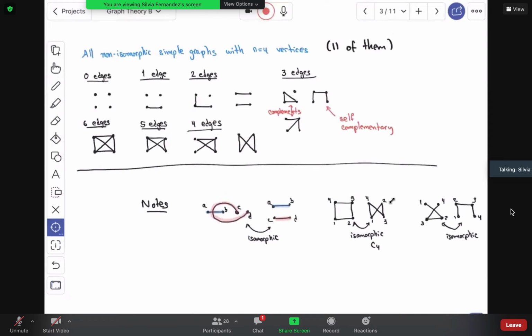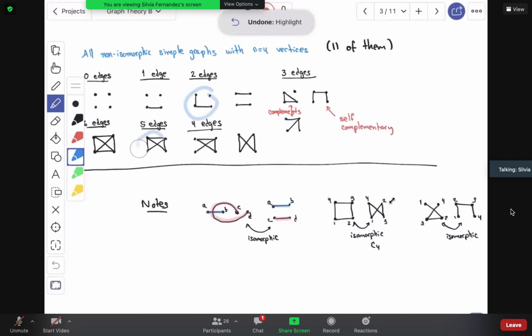So any of these 11 graphs is not isomorphic to any other graph in here. All of these are non-isomorphic. Take any two and they're not isomorphic. And there are several reasons why. I would say pick two at random. That one and this one. They're not isomorphic because they have different number of edges, right? If I take that one and that one, not isomorphic, they have different number of edges. This one and this one, not isomorphic because they have different degree sequences.